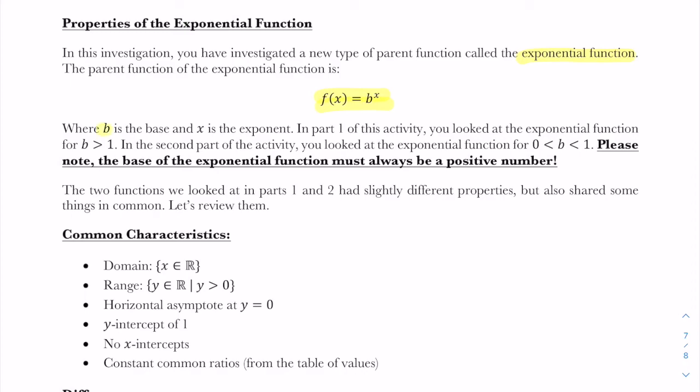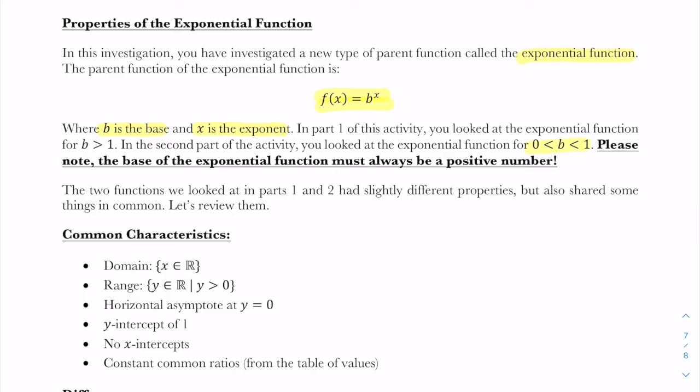Here, b is the base of the function, x is the exponent, and in part 1 of the activity, we looked at an example where the base was a number larger than 1. In our example, that was 2. In the second part of the activity, we looked at an exponential function where the base was a half. In this case, the base was a number between 0 and 1.